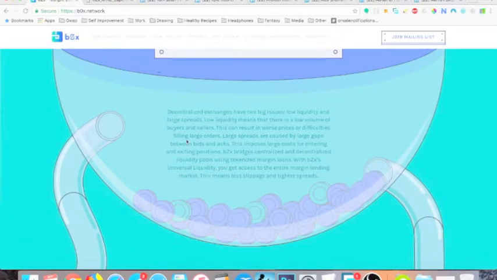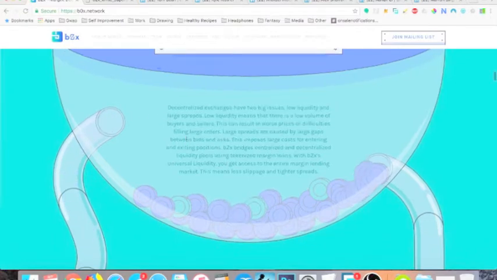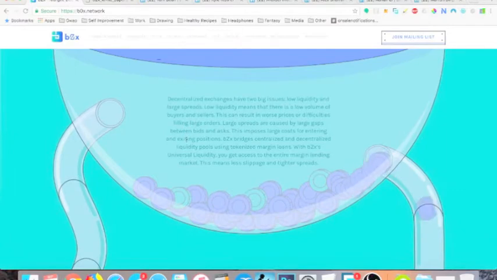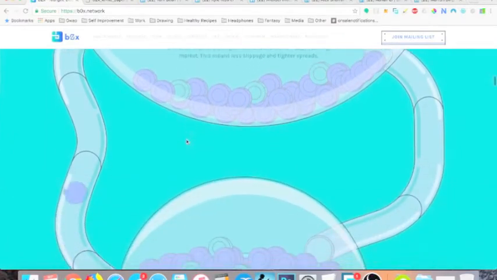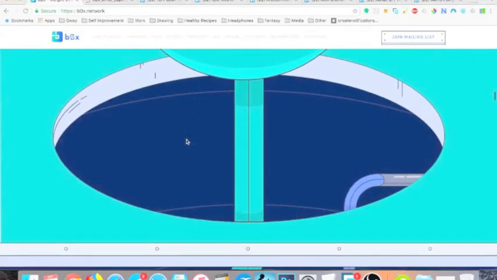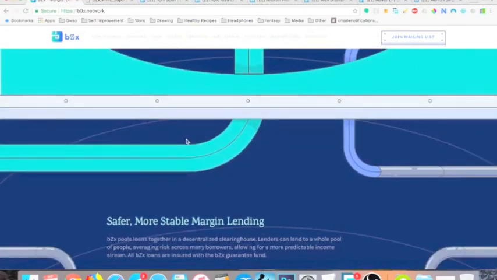And this could be a really, really useful thing for the decentralized exchange market, because right now that is one of the big problems. You have some pretty big spreads and a lot of slippage if you want to get into a significant sized position on something like IDEX or Ether Delta.